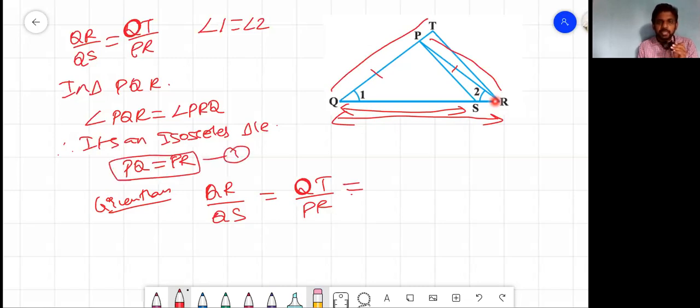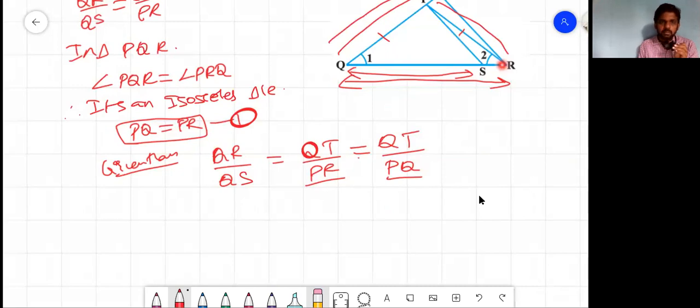So from the first equation, I can say that QT divided by PQ. So I'm replacing PR by PQ here, right? So now I have it like this: QR by QS is equal to QT by PQ, right? So subtract 1 on both sides. First I have to write QR as QS plus SR divided by QS, which is equal to QT. I can write it as QP plus PT.